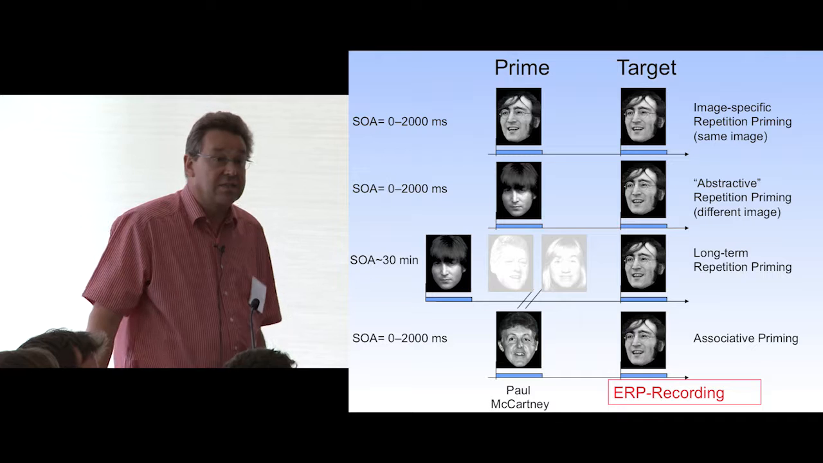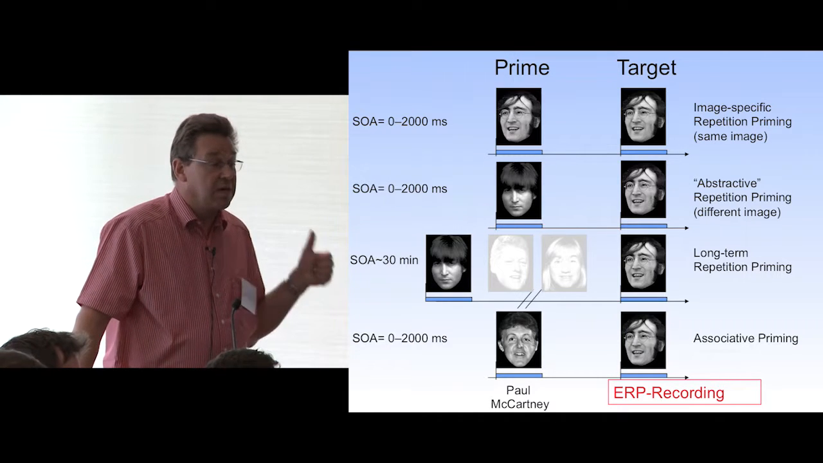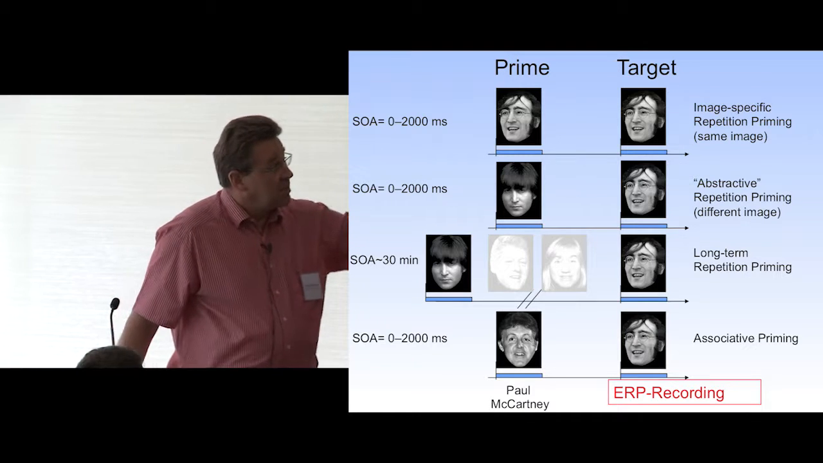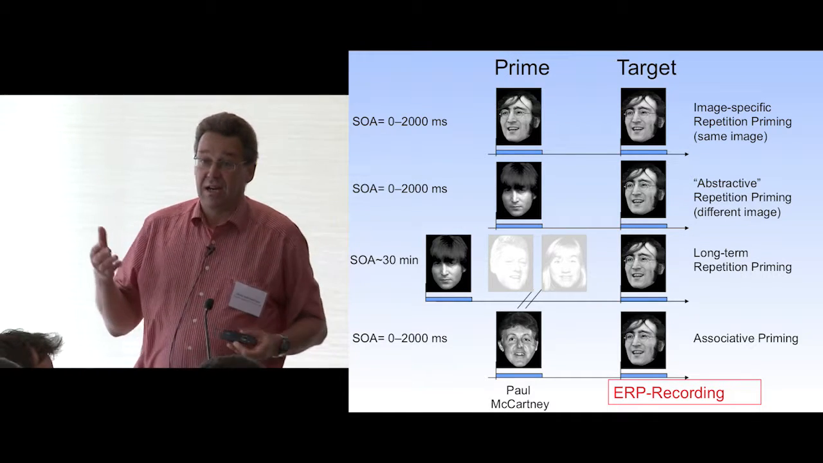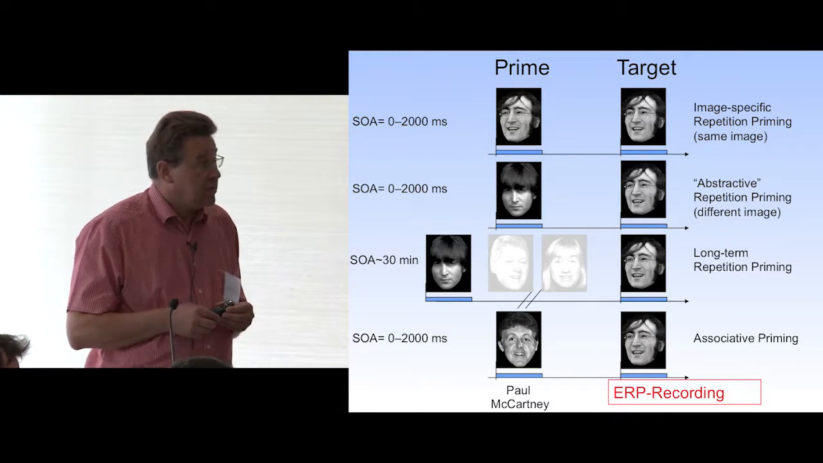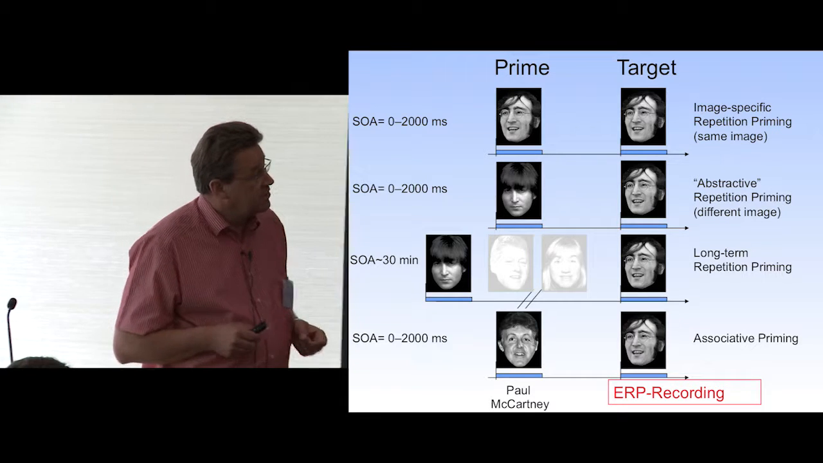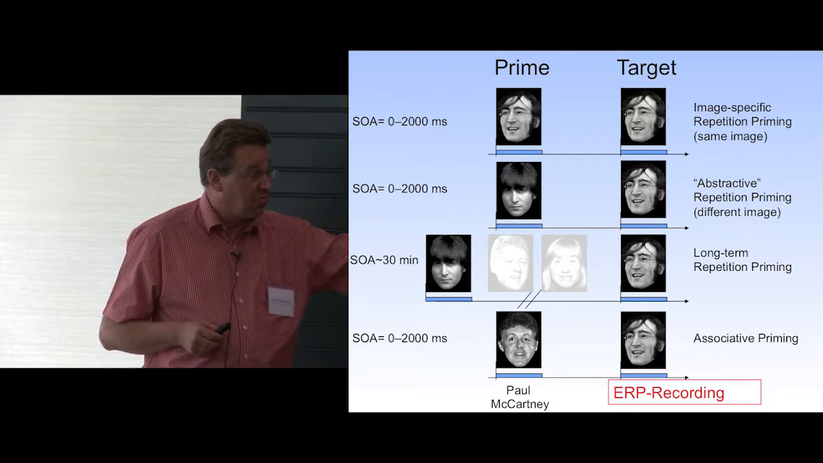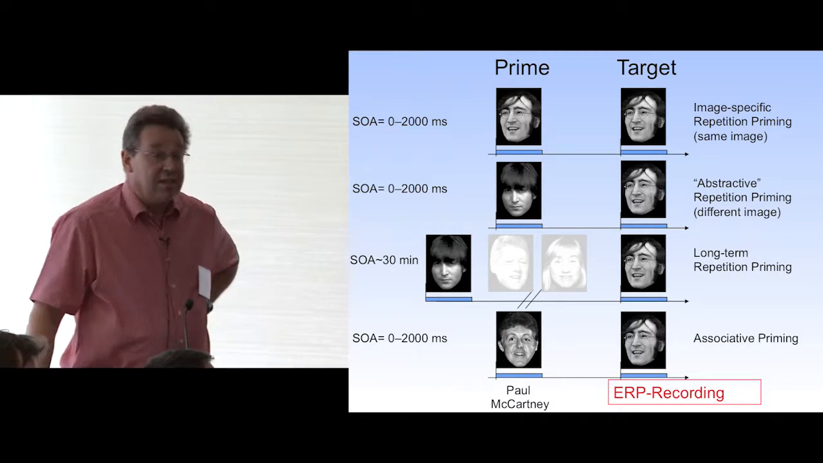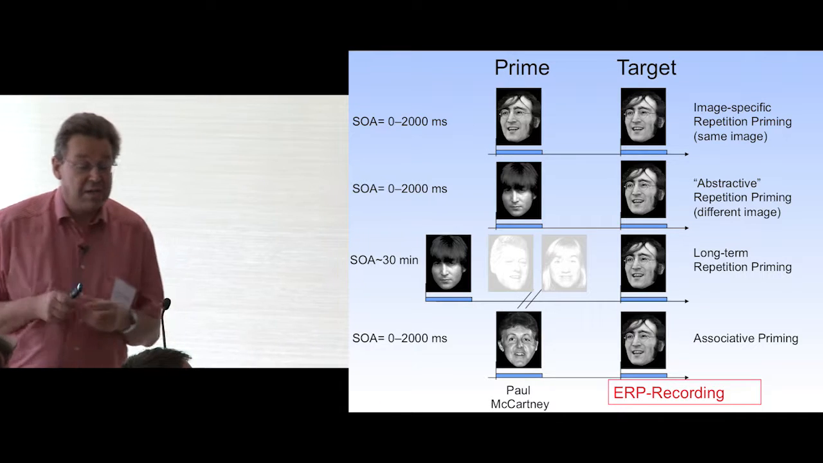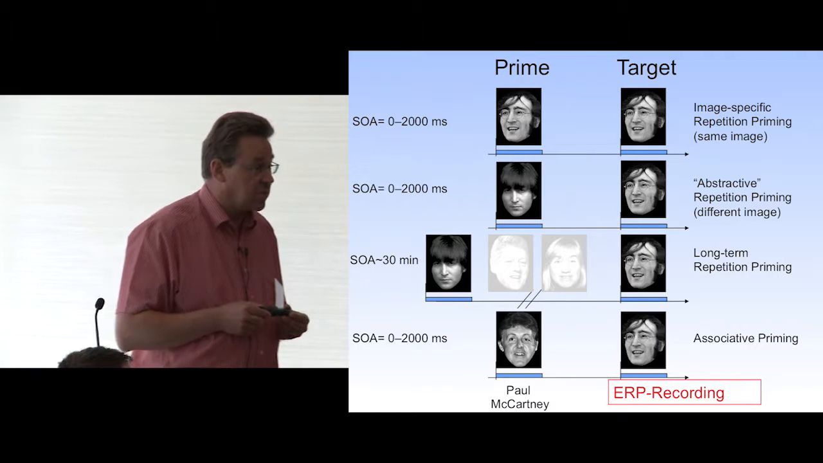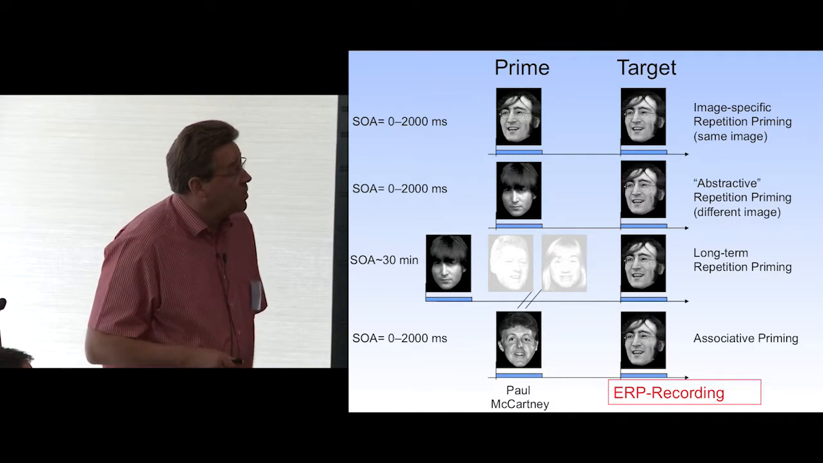And the point here is that this target face can be preceded by a prime stimulus, which can be the same face in the same image or the same face in a different image. So in this case, we have either an image-specific or a more abstractive variant of repetition priming. But in other experiments, the target face can actually be preceded by the face or also the name of a related or an associated person. And the idea is that different kinds of priming facilitate face recognition at different stages in processing. And this is what you can actually show very nicely with ERPs.